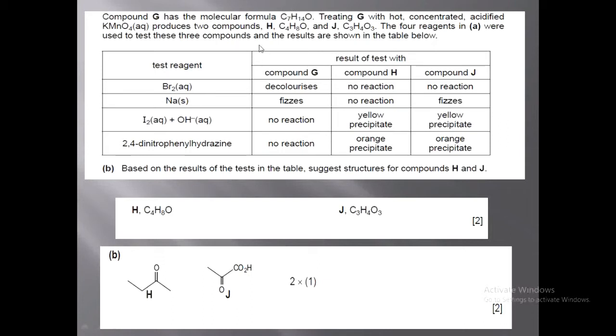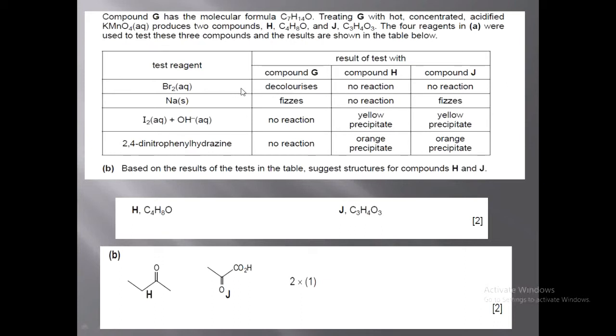We have to use the reagents in the A part to identify what H is, what J is, and what G is. So if you go through the reagents and the tests that are given by them, you can write the subparts of the molecule that are present by identification tests. Here the compound G gives a test with bromine. It decolorizes the bromine water.